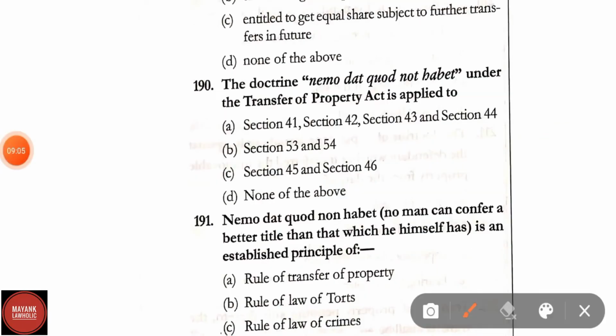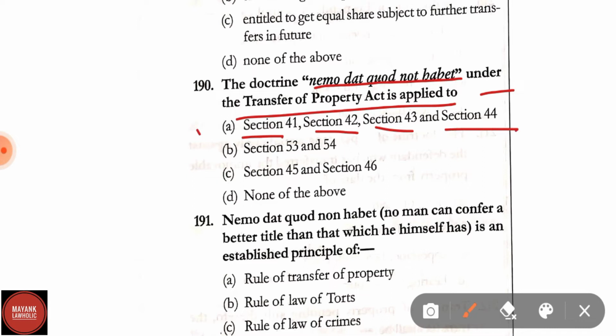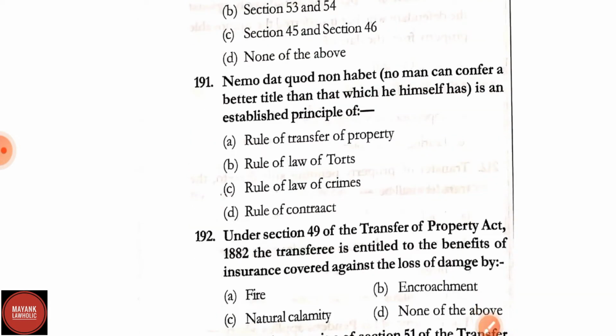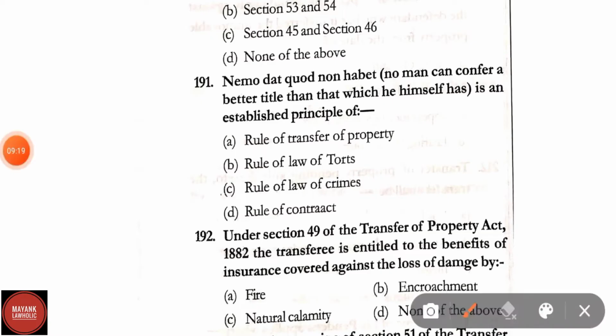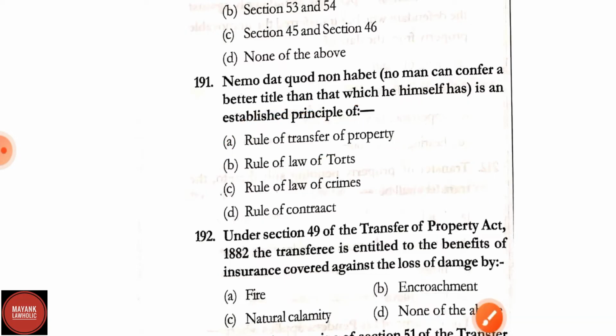Question number 190. The doctrine nemo dat quod non habet under the TPA is applied to? Options are Section 41, Section 42, Section 43 and Section 44. Option A is the right answer. Question number 191. Nemo dat quod non habet, no man can confer a better title than that which he himself has, is an established principle of rule of transfer of property, rule of law of torts, rule of law of crimes, rule of contract. The correct answer is option A, that is rule of transfer of property.